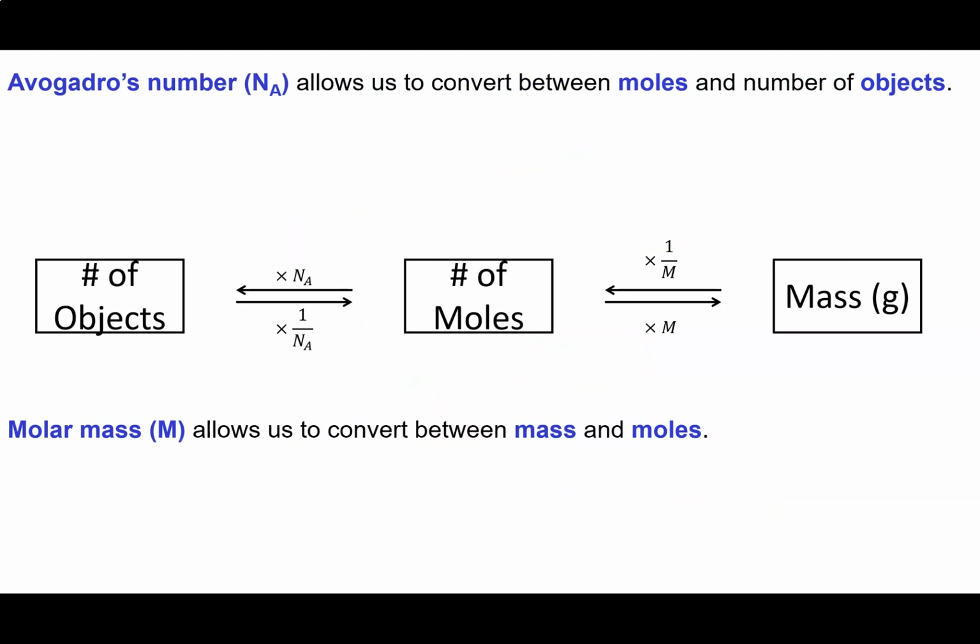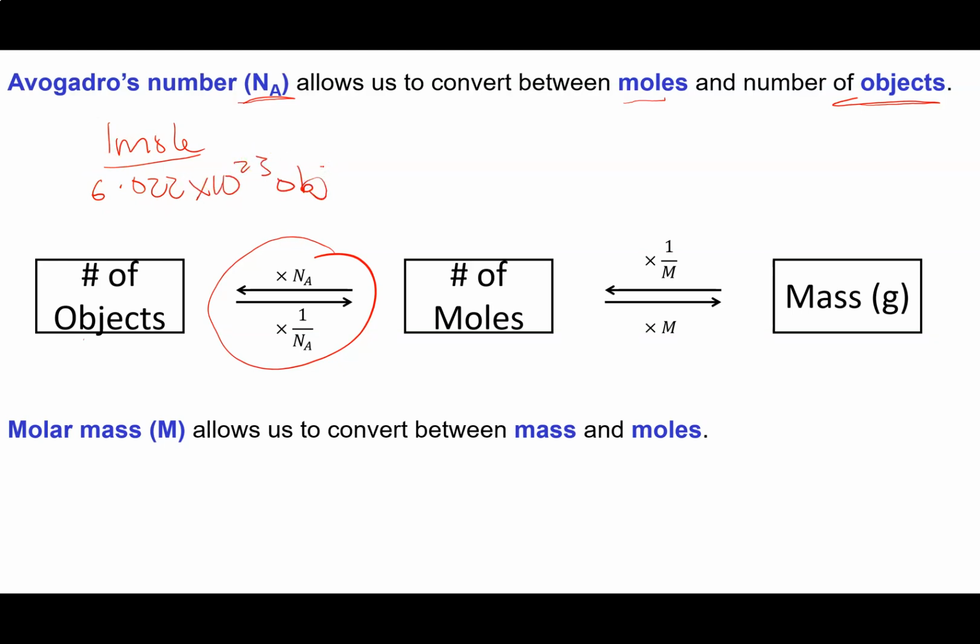Alright, so let's put this together in a simpler kind of way. Avogadro's number allows us to convert between moles and number of objects. So here we are using Avogadro's number. When I want to go from number of objects to moles, I multiply by 1 over Avogadro's number. So that would be 1 mole for every 6.022 by 10 to the 23 objects. And when I want to go back the other way, I multiply by Avogadro's number itself, which is 6.022 by 10 to the 23 objects in 1 mole.